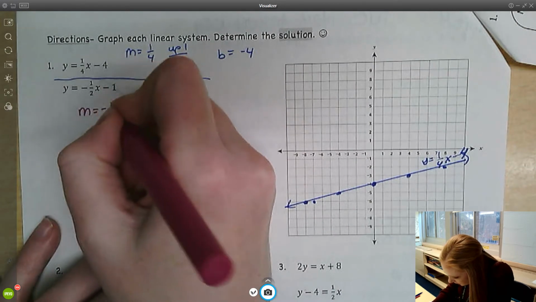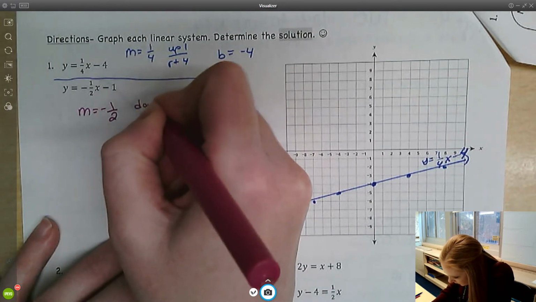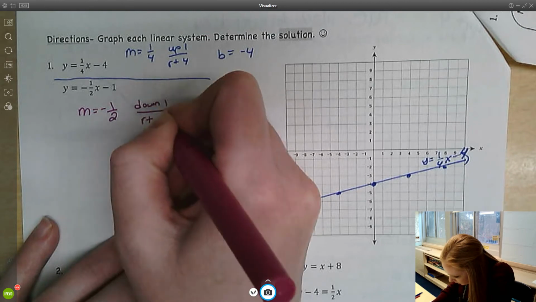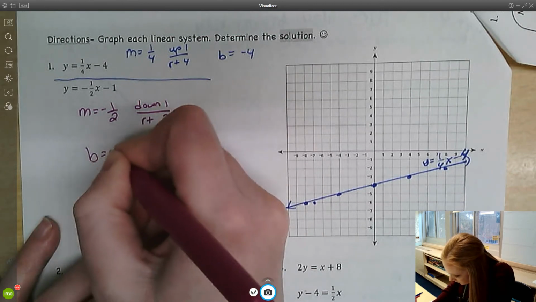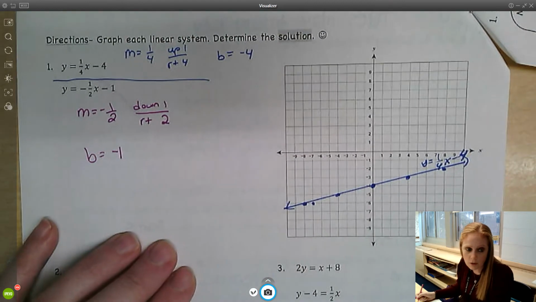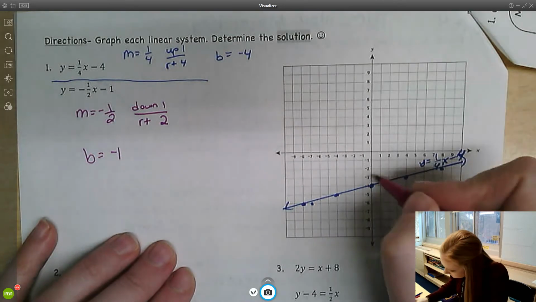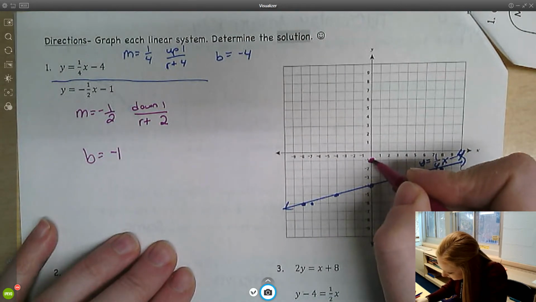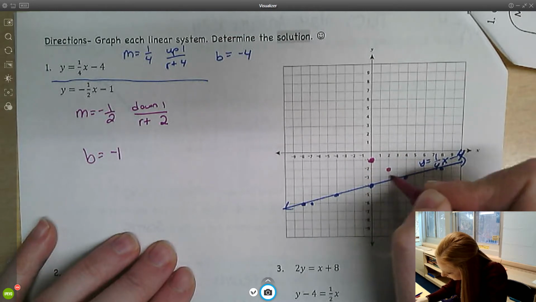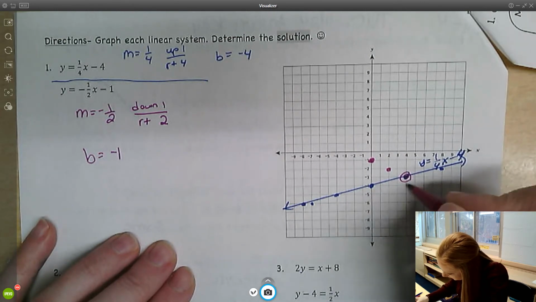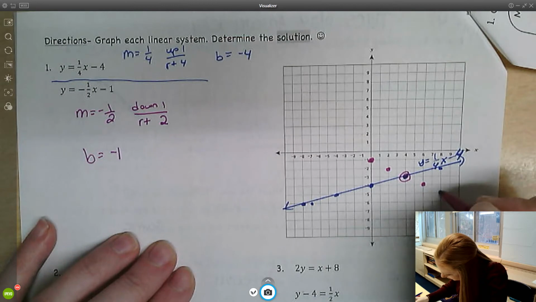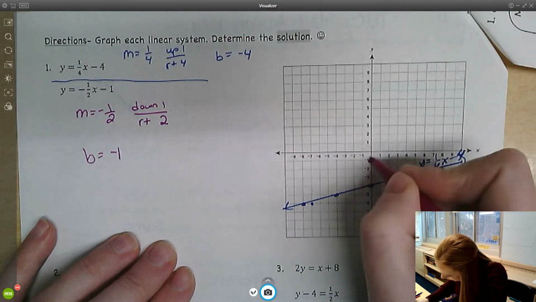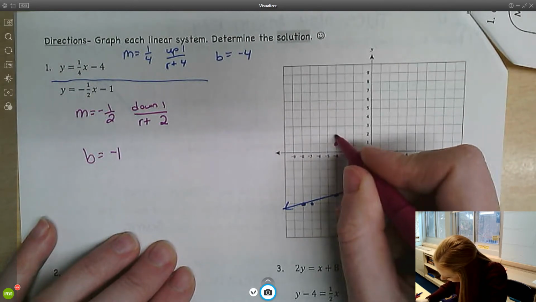Now let's graph the other one. Our m is -1/2, so we're going to go down 1, right 2. And our b is -1, so we're going to begin at -1. Begin at -1 on the y-axis, down 1, right 2, down 1, right 2, bingo, down 1, right 2, down 1, right 2, up 1, left 2.